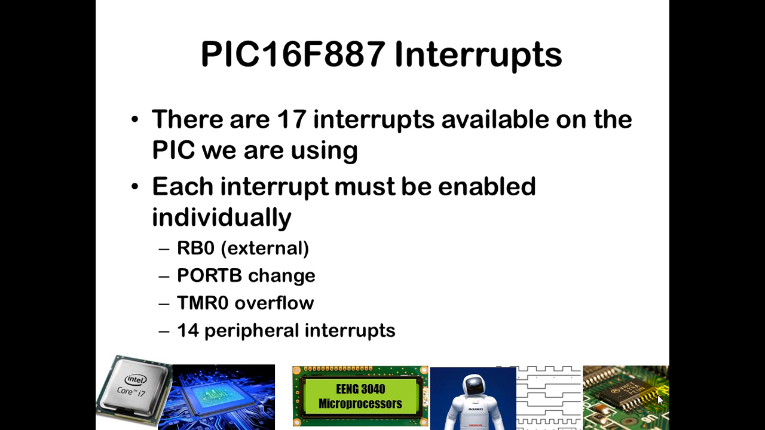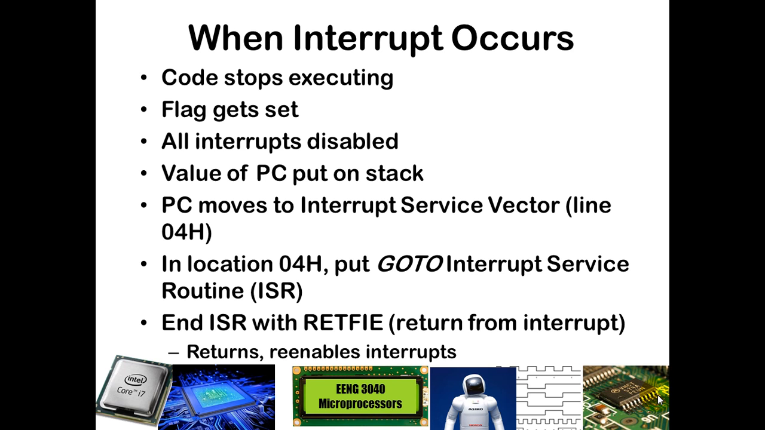And so there are a few that we're going to talk about. The RB0 is an external interrupt. The PORTB Change is an external interrupt on any of the pins of port B. And then the Timer 0 overflow is a timing-based or counter-based interrupt. And then there are 14 other peripheral interrupts, which we will just touch on at this time and get into more detail about later on. So what happens when an interrupt occurs? Well, your code stops executing right where it is.